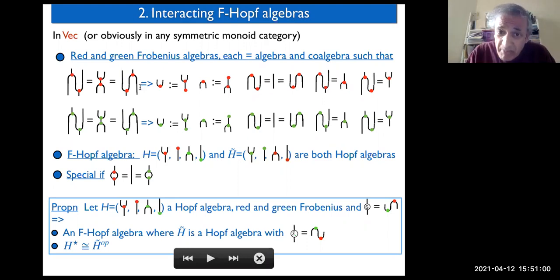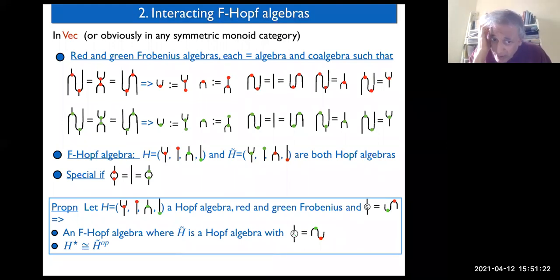And as many, most of you, if not all of you, will know, you can extract from this a pairing, an evaluation and a co-evaluation obeying the snake identity. And then you can realize that one of these is the dual of the other. Now, the same thing will be true for a second copy, the green copy.